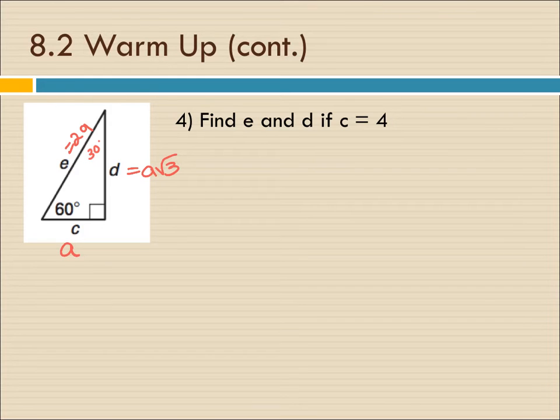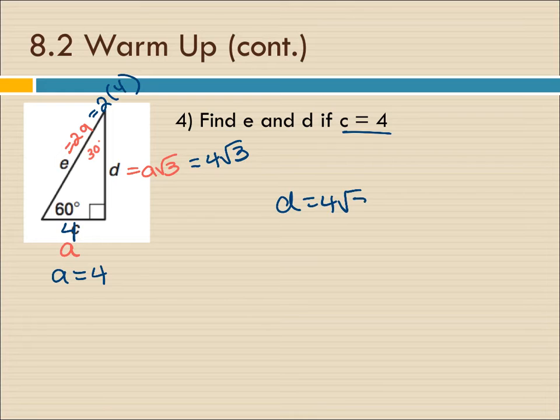So this time they're giving you that C is 4. So this side is 4, which means A is 4. That means A root 3 would be 4 root 3, and that means 2 times A would be 2 times 4. So D is 4 root 3, and E is 8.